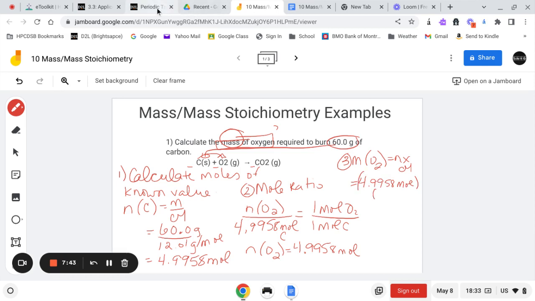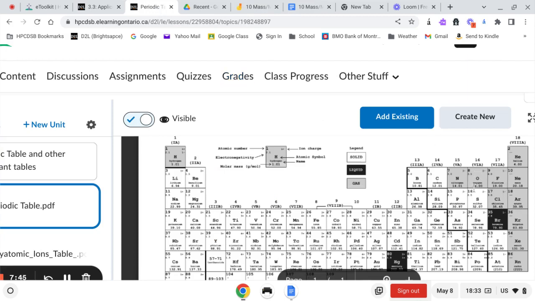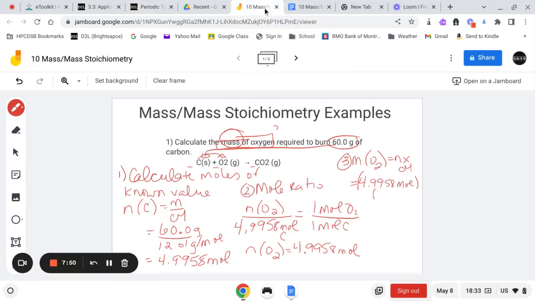So remember, go to the periodic table. There's oxygen right there, 16 grams per mole. But in my formula, I have 2 oxygen atoms. So it's actually times 32 grams per mole. And when I calculate that, and when you calculate that, just to verify, I'm getting an answer of 159.87 grams.